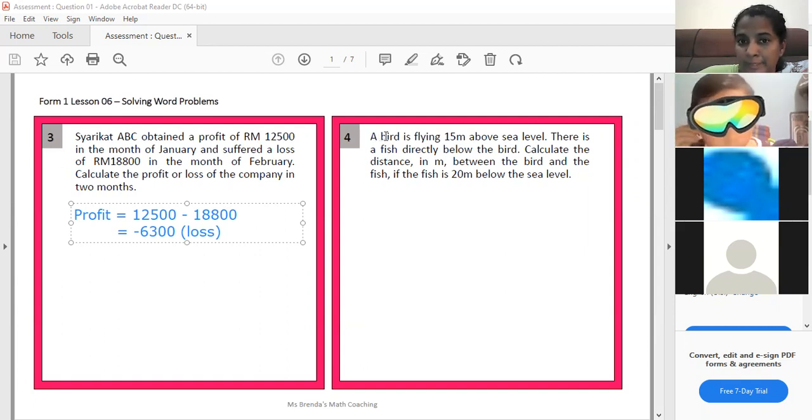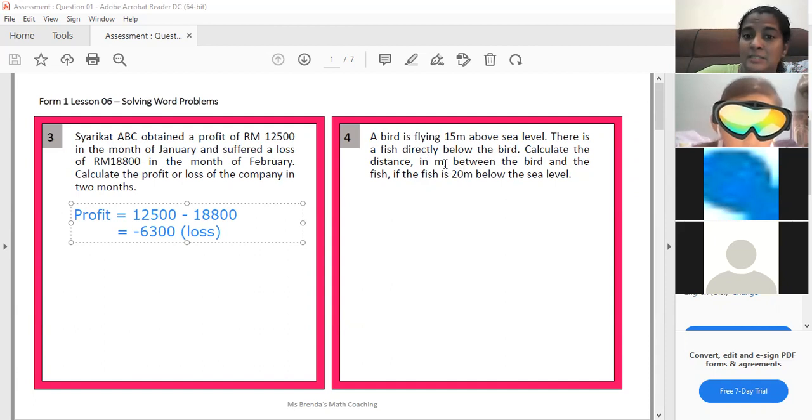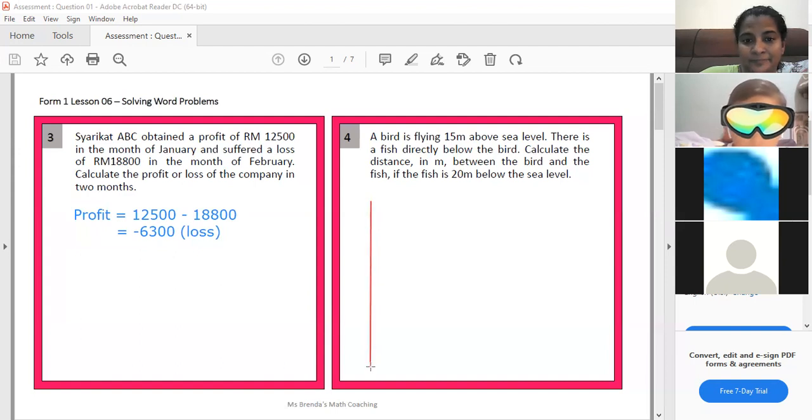Read through the question. A bird is flying 15 meters above sea level. There is a fish directly below the bird. Draw it out if you need to, guys. Calculate the distance in meters between the bird and the fish if the fish is 20 meters below sea level. Draw it out first. Then it's easier. So I'm going to draw a vertical line.